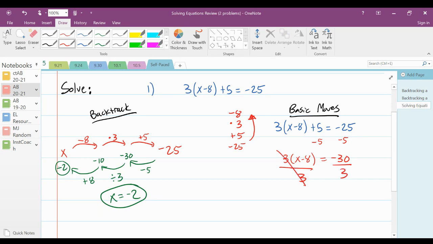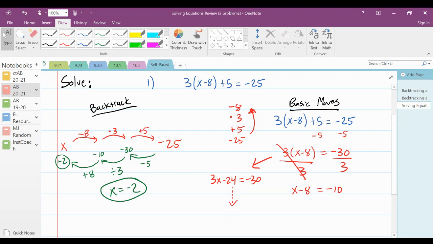3 divided by 3 is 1, and then I would just have x minus 8 equals negative 10. Now some of you might consider distributing instead of dividing by 3. If we distribute, we would get 3x minus 24 equals negative 30. From there, your basic moves would be slightly different. You would add 24 and divide by 3. But if I was following the order of operations that I did when I backtracked, the last step here would be to add 8 on both sides, and I get that x equals negative 2, which is exactly what I had before.